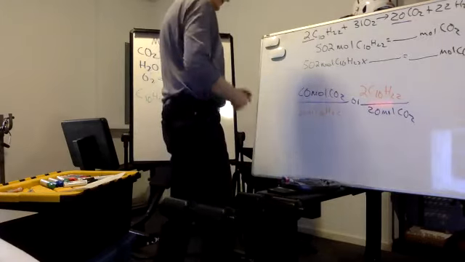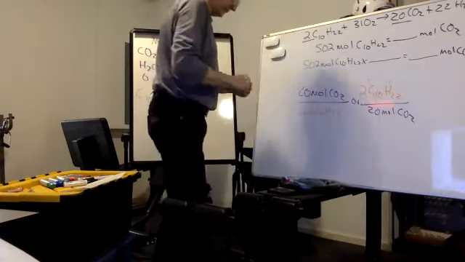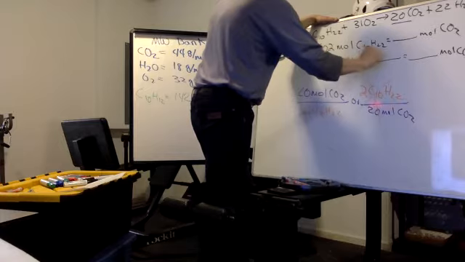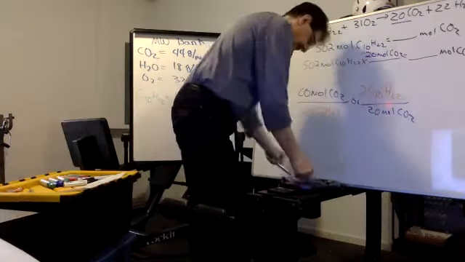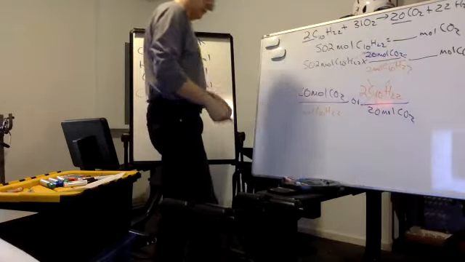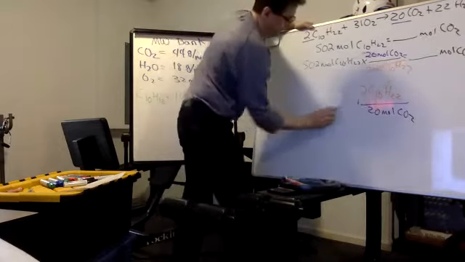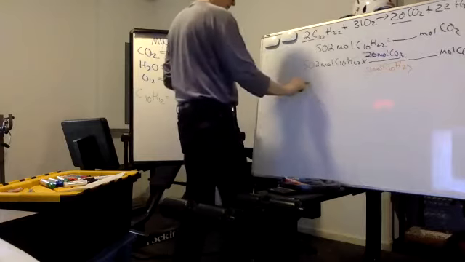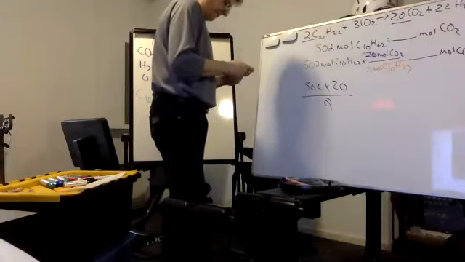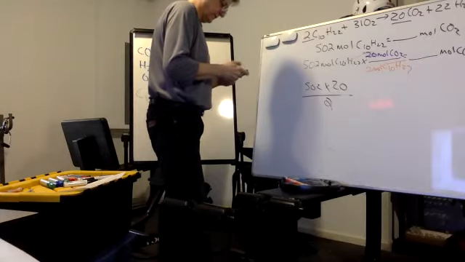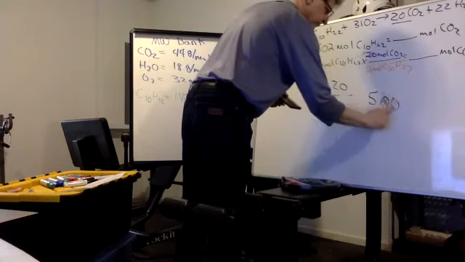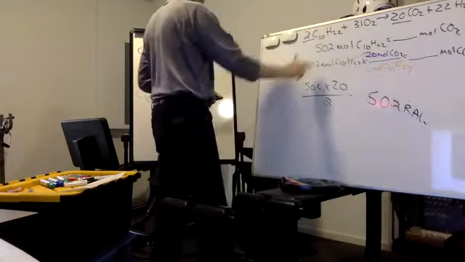Okay. So mole CO2 on top, so I need option A. So I'm going to have the 20 mole CO2 on top. I have the 2 mole C10H22 on the bottom. My nexus is there, mole C10H22. And my knockout is going to be 502 times 20 divided by 2. And I come out with a nice clean 502 as my raw. And I have 3 sig figs, 1, 2, 3.